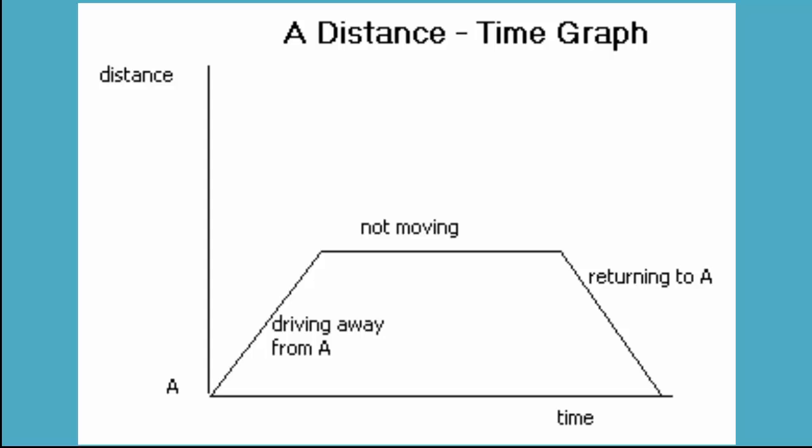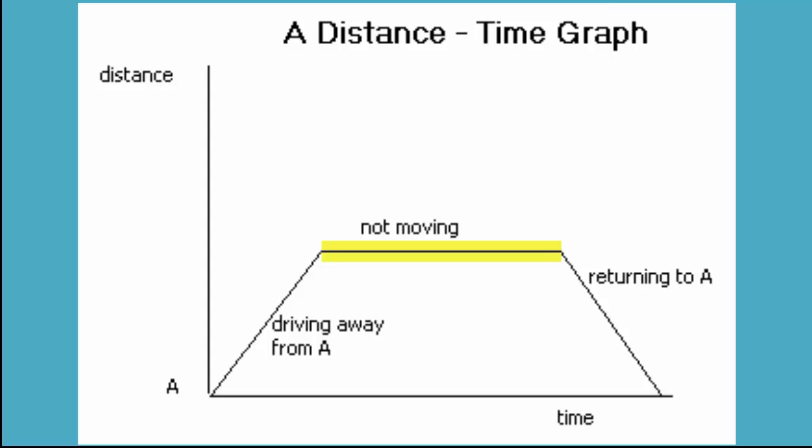This graph about a person driving is a little more complicated. At first, the car is driving away from starting point A. We see the distance from the starting point gets larger and larger. Then something happens. The graph gets flat. This flat part of the graph shows that the distance is not changing for a certain amount of time.